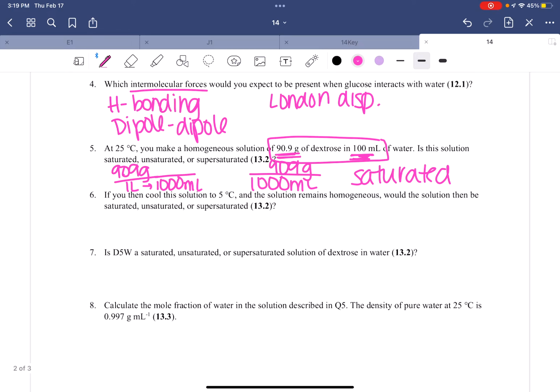So then number 6 says if you then take this solution, you cool it to 5 degrees from 25 degrees. So we're going pretty cold here. And the solution remains homogeneous. Would that be saturated, unsaturated, or supersaturated? And we actually find that this slow cooling below room temperature while still remaining homogeneous, so it's still all mixed together, there's no solid that's crashing out of the water at all. This is actually our definition of supersaturated.